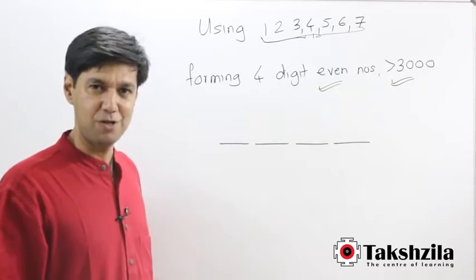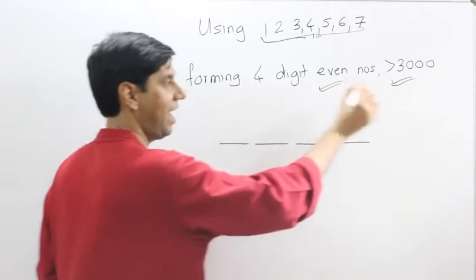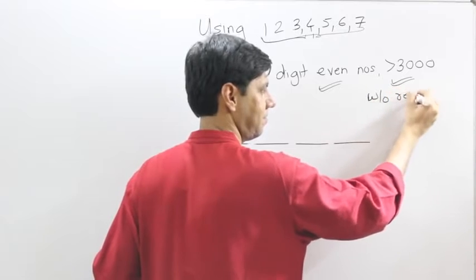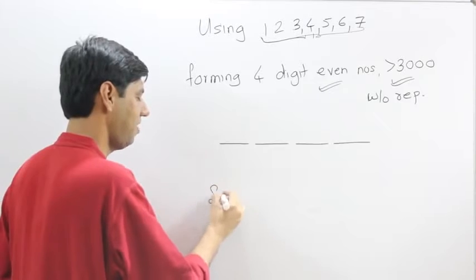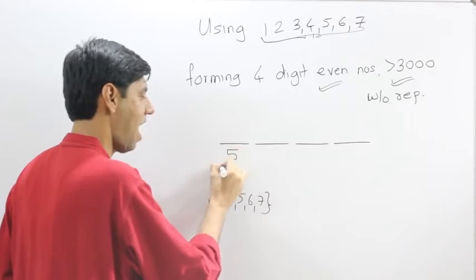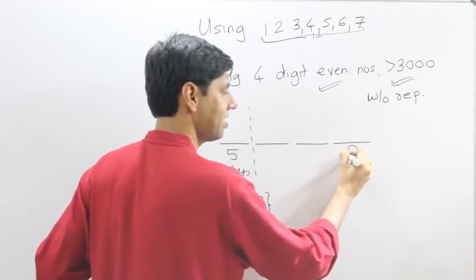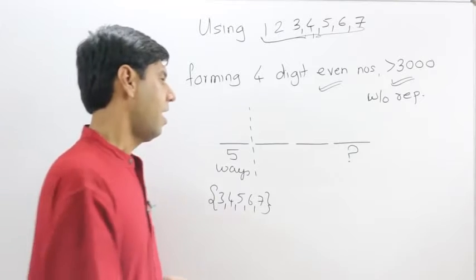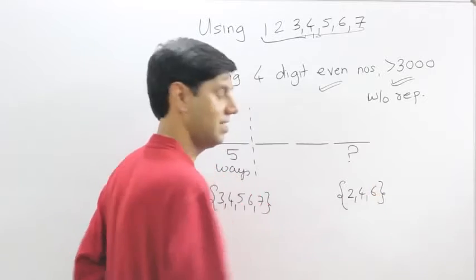Let's try out both the possibilities. So let's start with the leading position, without repetitions. The leading position, as we have already seen, could be filled in with a 3, 4, 5, 6 or a 7, that is 5 ways. Having filled this position, in how many ways can we fill in the units position? Do we have all the digits 2, 4 and 6 available with us? Is it 3?